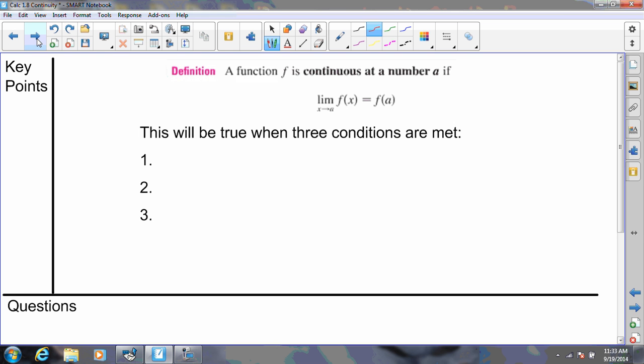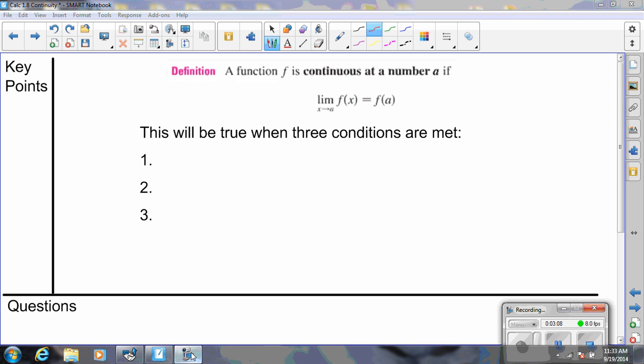A function is continuous at a number a if the limit of the function at the number a is actually equal to the function value at a. That's the formal definition of continuous. Now, of course, this is true when 3 conditions are met, because this statement implies, kind of surreptitiously, 3 things. Number 1, the function is actually defined at a. If the function doesn't make sense, how could it be continuous at a place that doesn't make sense?